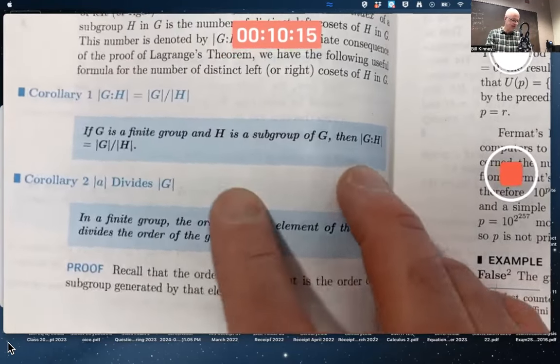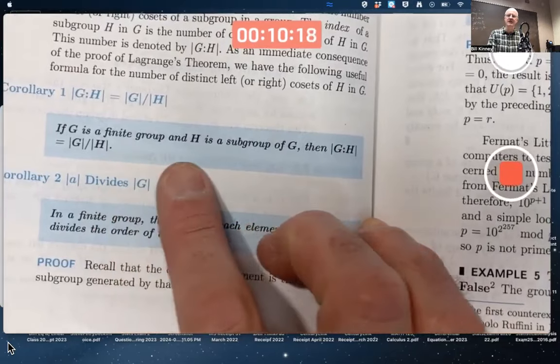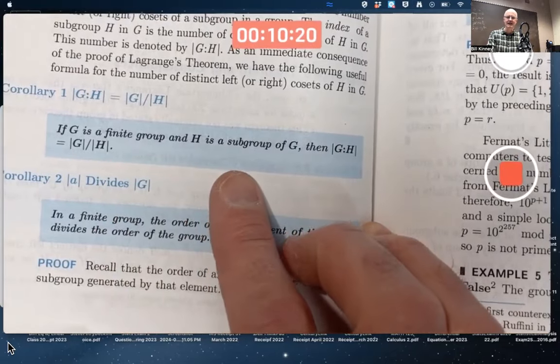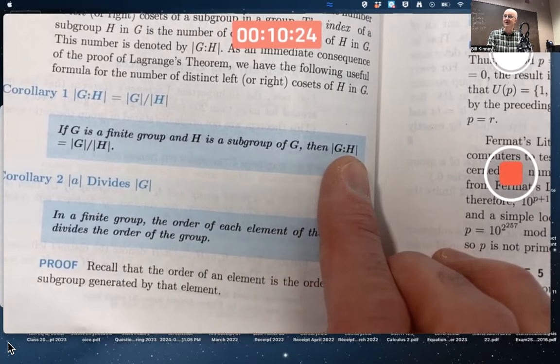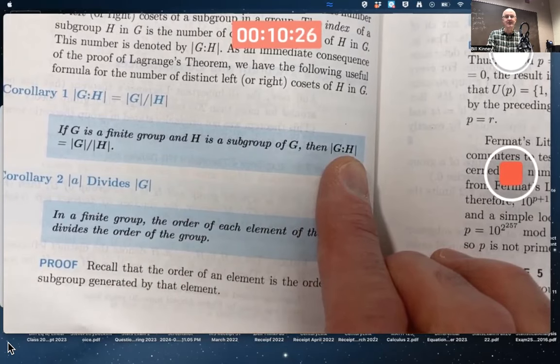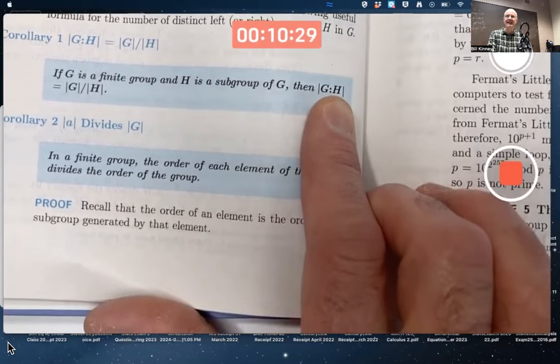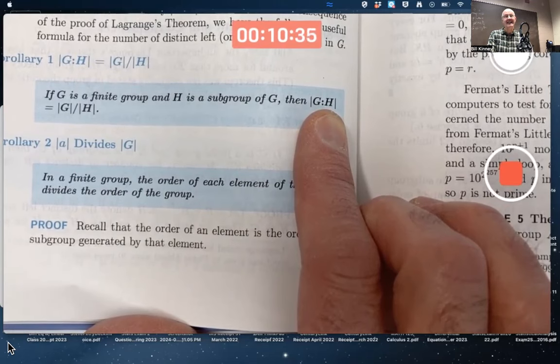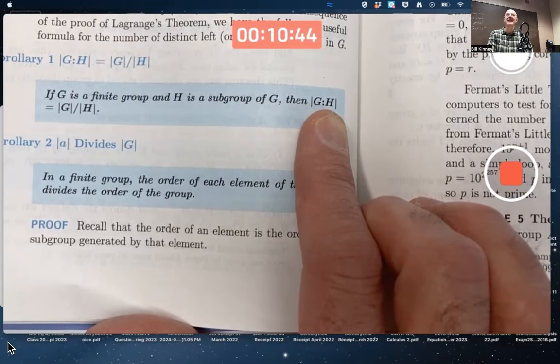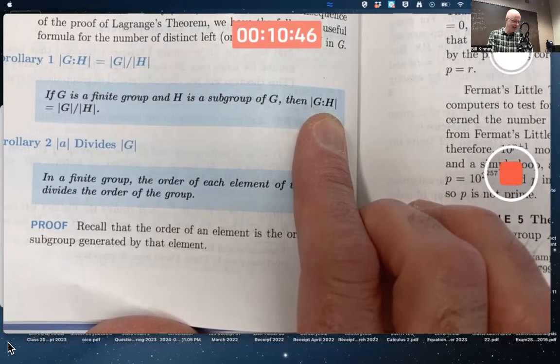First corollary says if G is a finite group and H is a subgroup of G, then what in the world is that? I haven't mentioned that in class yet. What's that symbol mean? Did you do the reading? You remember what that's called? It's got a name. It starts with an I. I-N. I-N-D. Don't remember from the reading. I-N-D-E-X. What did I just spell? Index. It's called the index of H and G.